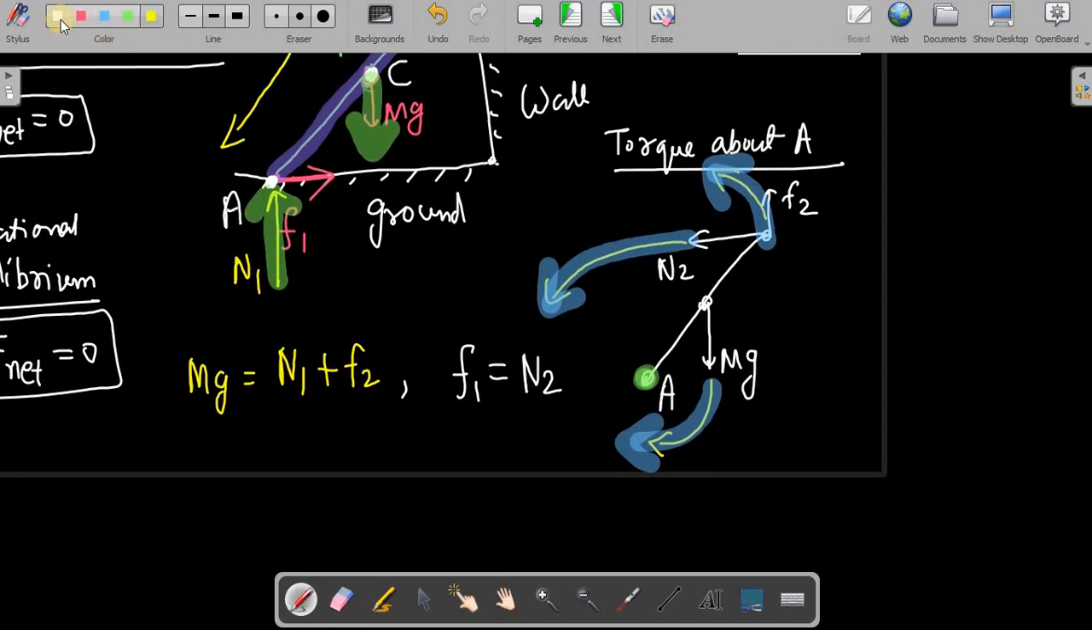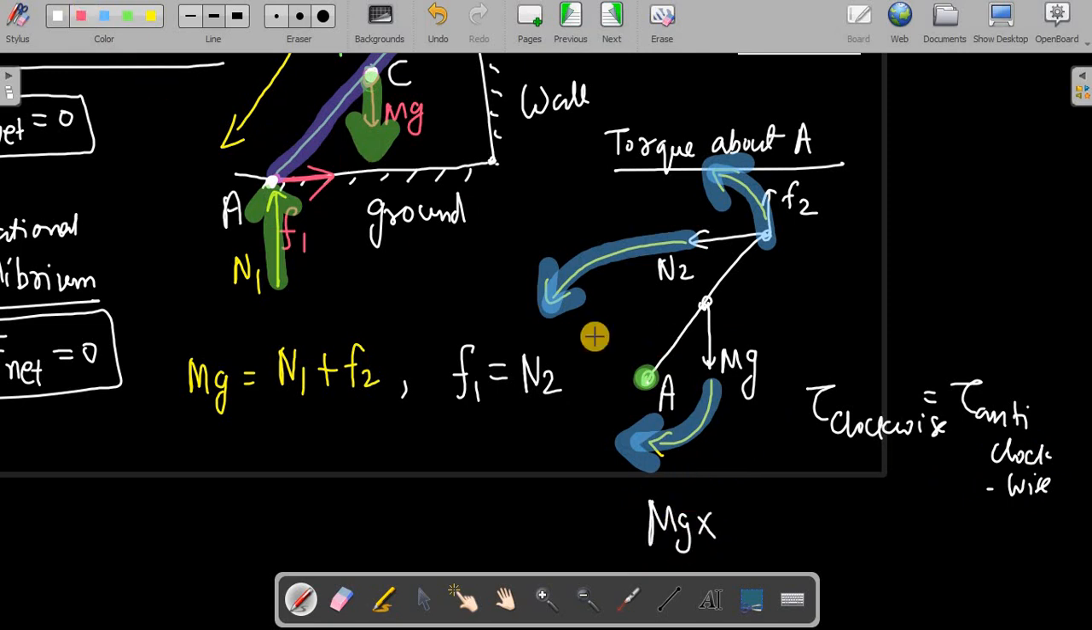That means the anti-clockwise torques and the clockwise torque are balancing. The clockwise torque is due to mg into the perpendicular distance. You can see this is the perpendicular distance from the line of action. Suppose this angle is theta, then this distance is L by 2 cos theta.